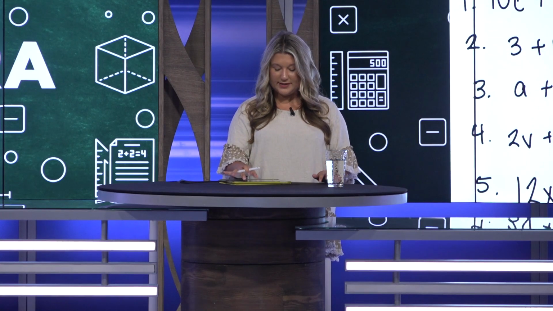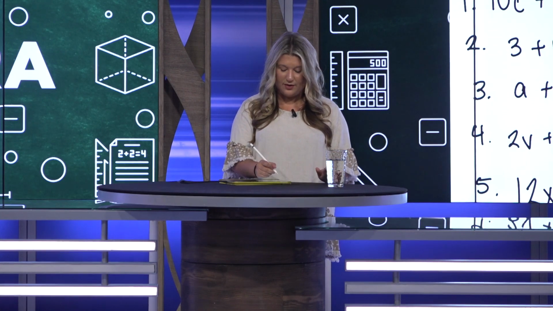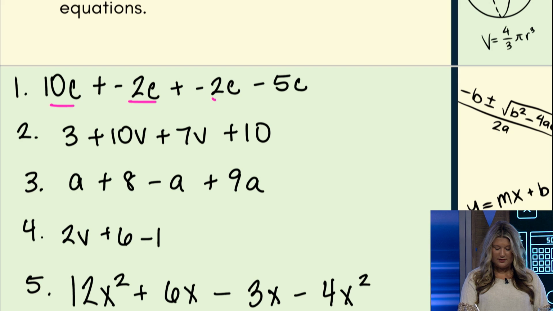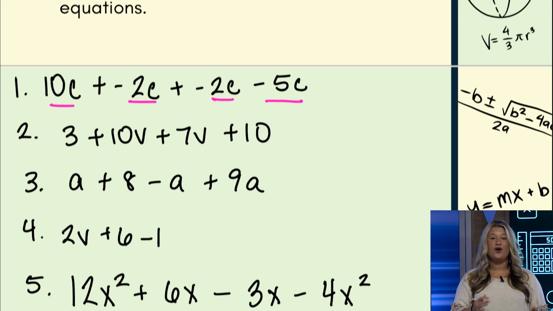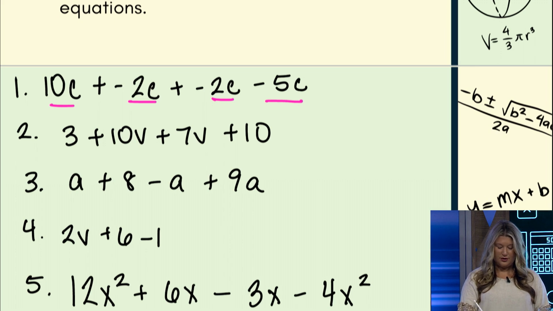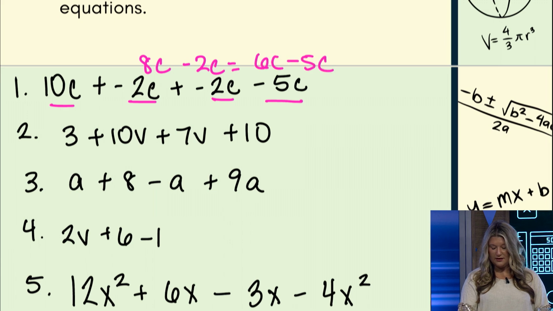So for number 1, we have 10c, 2c, negative 2c, and negative 5c. All of these are like terms. So you just go your normal operations and keep your variable. We have 10 minus 2, which is going to be 8c, minus 2c, which is going to be 6c, minus 5c, we just get c.